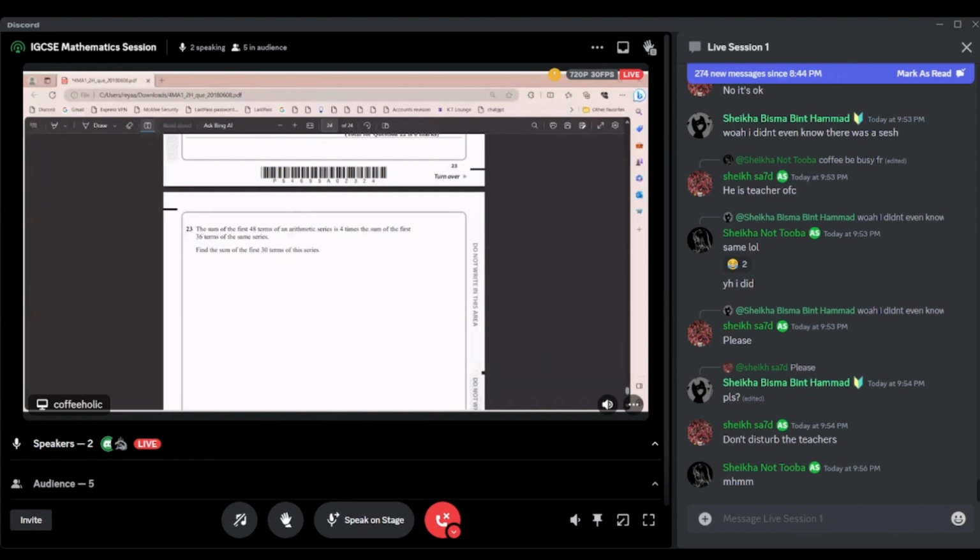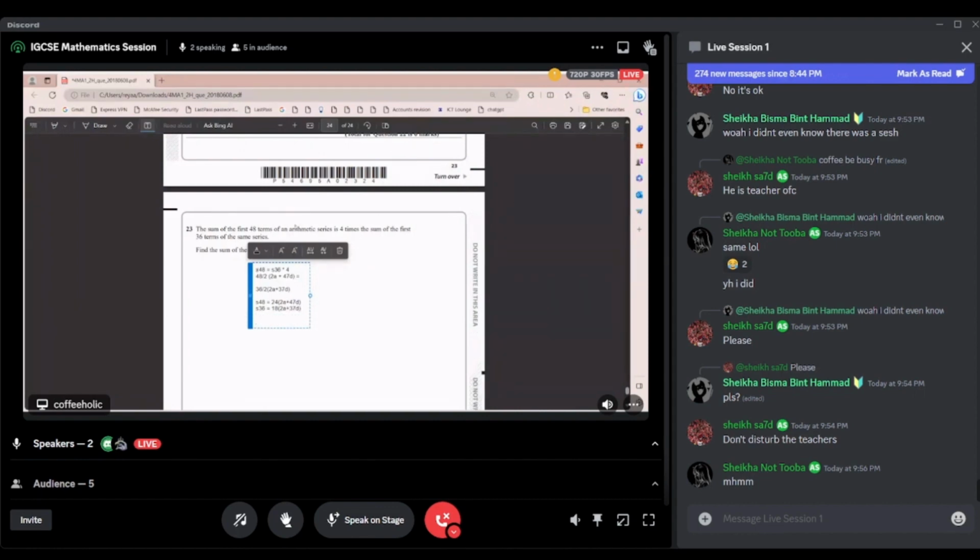The first thing you would note down is that the sum of the first 48 is the sum of the first 36 times 4. The sum of the first 48, using the formula, would be 48 upon 2 times (2a plus 47d). We don't know what a is as of yet. And this equals the sum of the first 36, which would be 36 upon 2 times (2a plus 35d). If you simplify both of these, the sum of 48 comes to 24 times (2a plus 47d), and the sum of 36 comes to 18 times (2a plus 35d). Does that make sense so far?